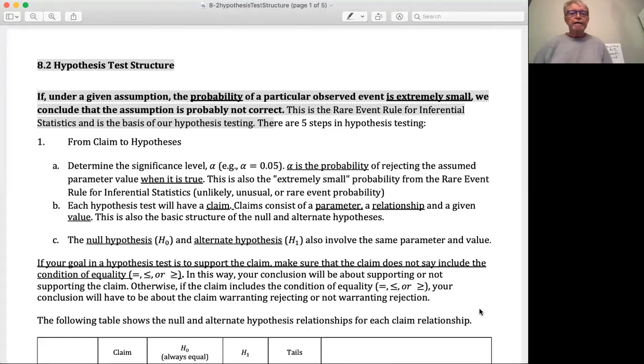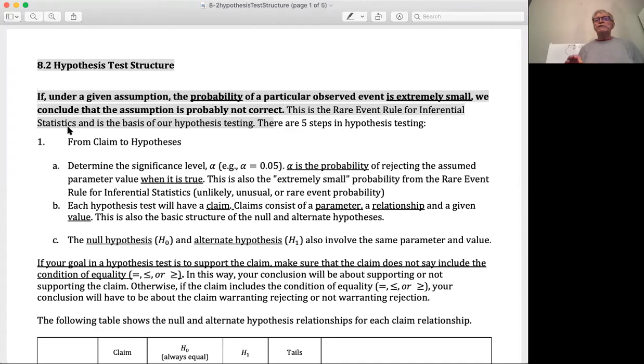And I want you to look at the top here. The statement that is called the Rare Event Rule for Inferential Statistics. And it's the basis of pretty much all the hypothesis testing that we're going to do. And here's what it reads. I'm going to read it carefully, and we'll talk about it as I read through it.